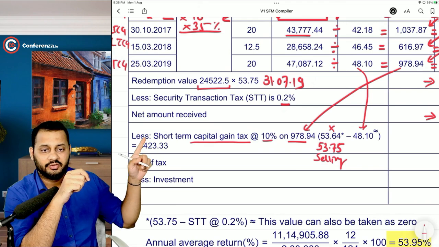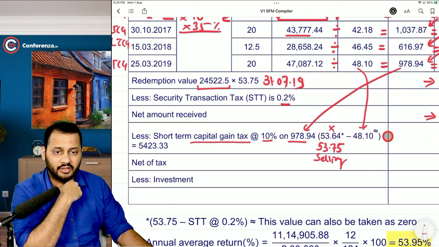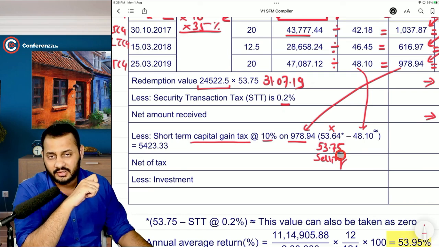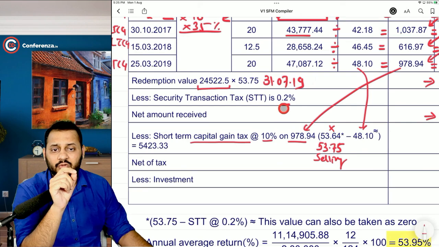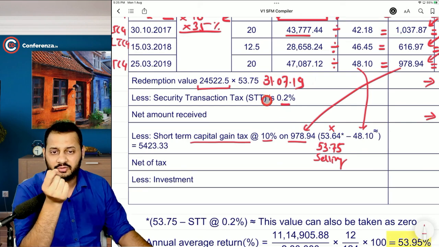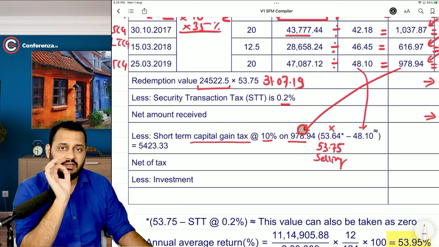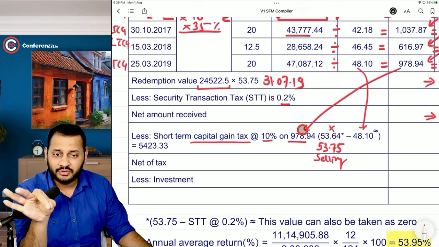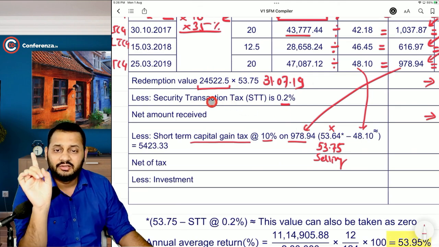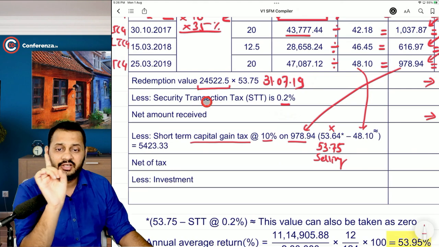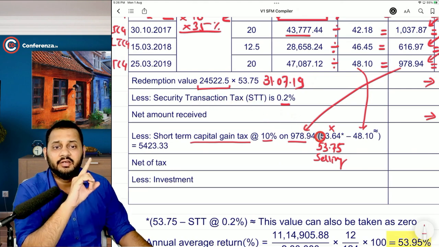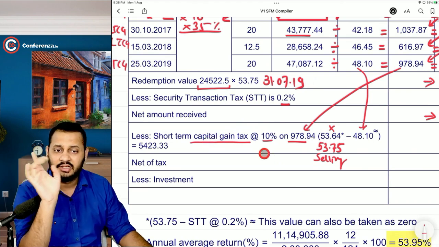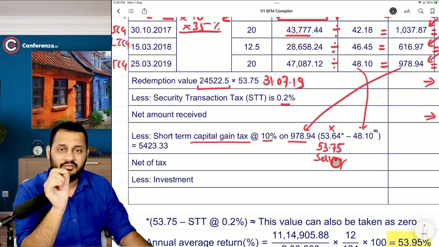Although they have taken 53.64, you might ask this question, right? How has this 53.64 been arrived at? It's very simple. They have removed 0.2% from the selling price because it is to be deducted. But according to the direct tax rules, you do not get the credit or deduction for securities transaction tax paid, and that's why we should not deduct 0.2% while calculating short-term capital gain tax. So 53.75 entirely will become the selling value.